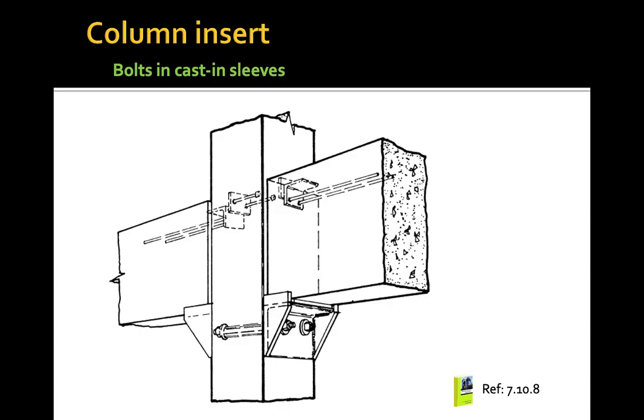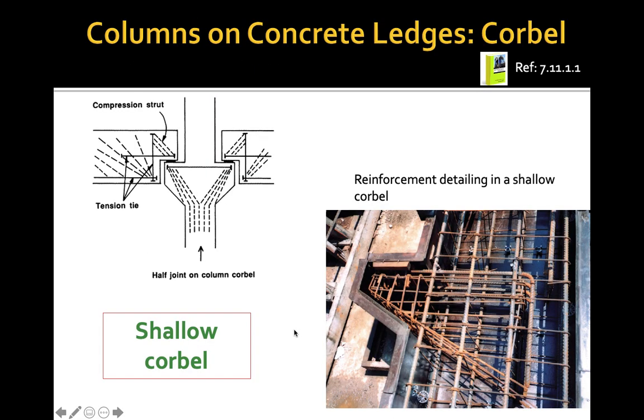Okay, then we also have bolts in cast-in sleeves. When we already have these cast-in sleeves in our column, we can just fix our beam to it. Then we can connect using the bolts. So we can see here that we have the bolts for the sleeves. This is also another one. So what we are seeing just now are the inserts.